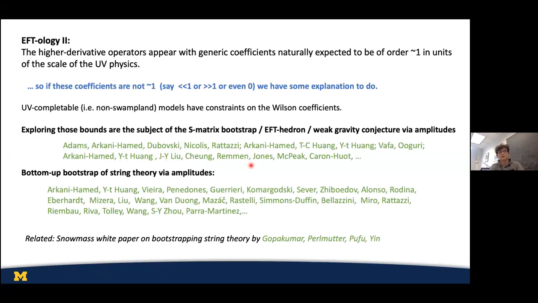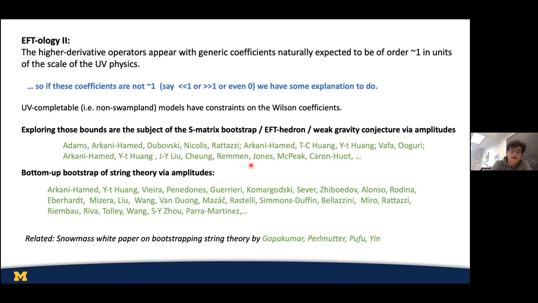There's another thing we learn about EFTs, which is that the high derivative operators that we have to include appear with generic coefficients that are naturally expected to be order 1 in terms of the scale of the UV physics. So if they're not 1 or much smaller, we have explanations to do.